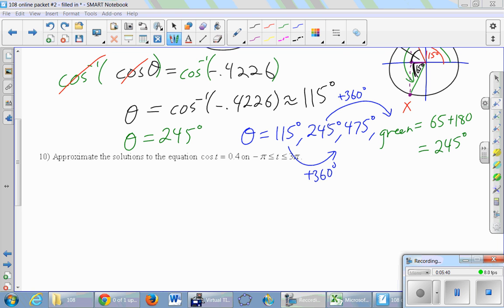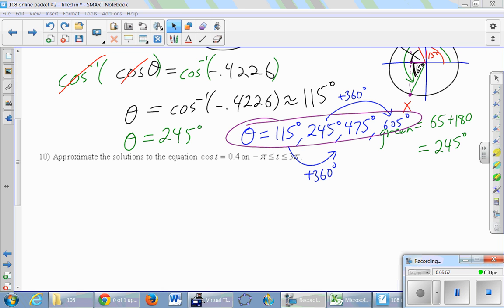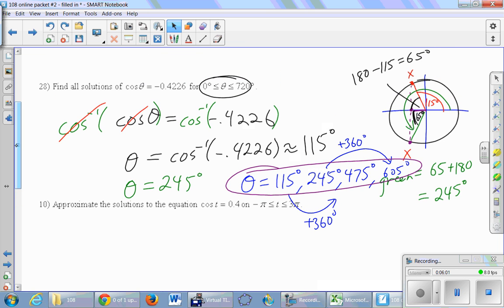And that gives us 605. And you'd be free to add many more 360s. But as soon as you add another 360 to this one, you land on something bigger than the 720. So we've got our final answers here. There are 4 answers to this problem. 2 fundamental ones, and then another 2 that come out from just taking extra revolutions around the circle.